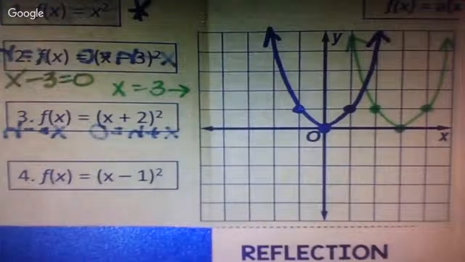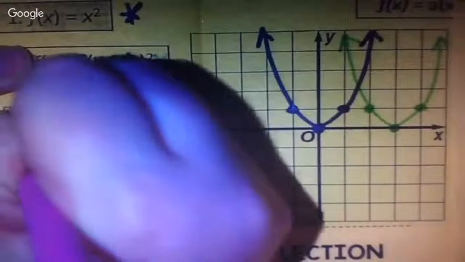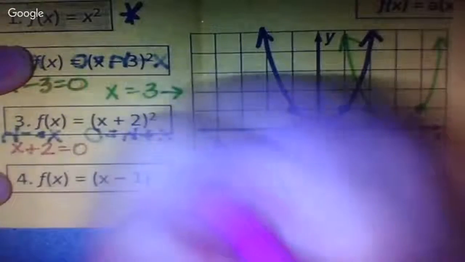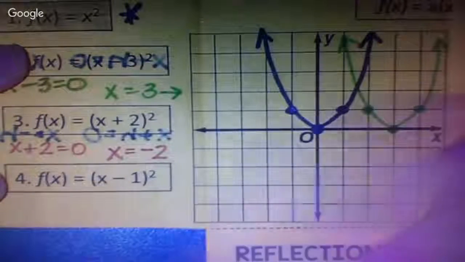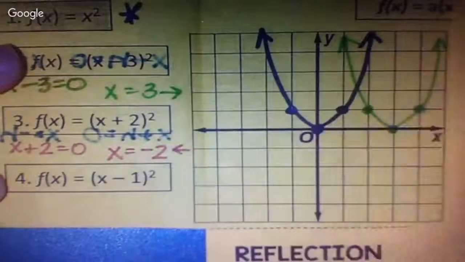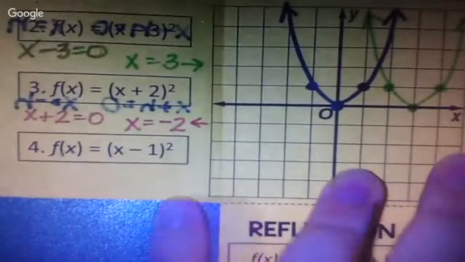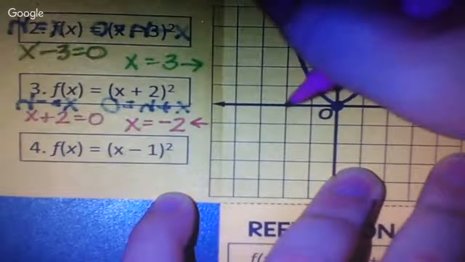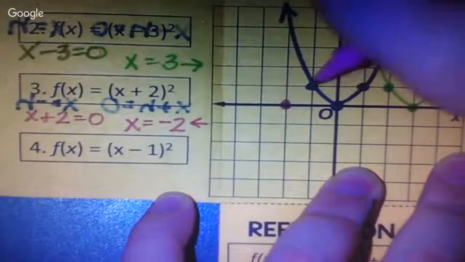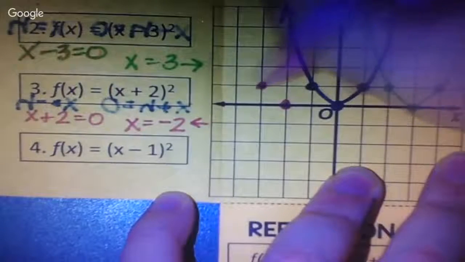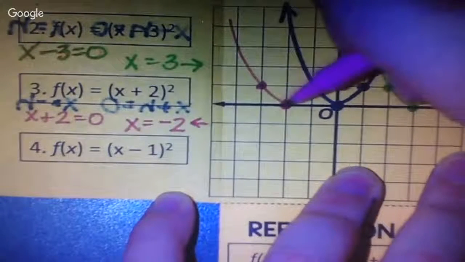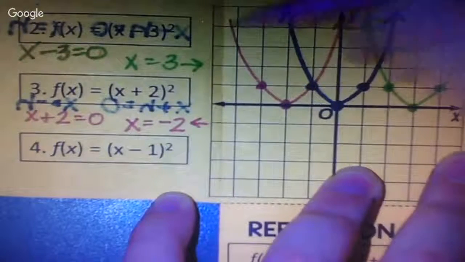So if I change it and I put x plus 2 in parentheses, that means x plus 2 equals 0, which is x is negative 2. So this is actually going to move the graph to the left. So it goes 1, 2 to the left, 2 to the left. My graph now looks like this.